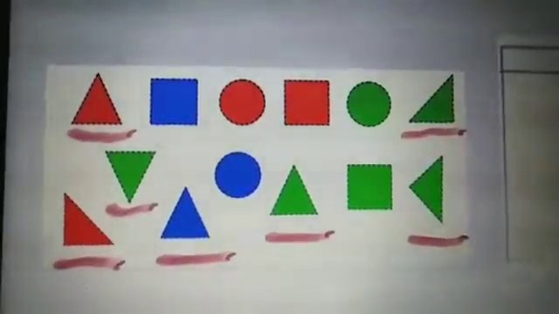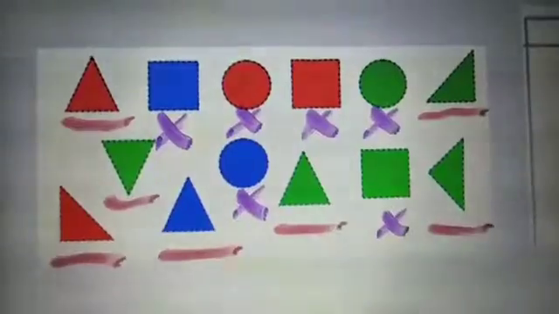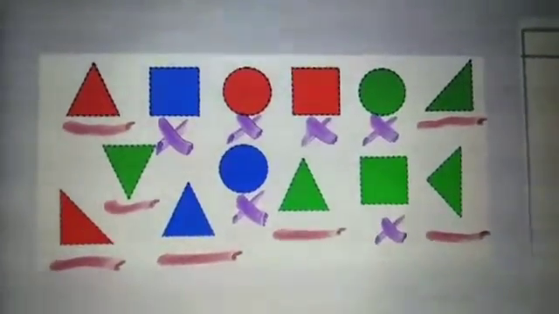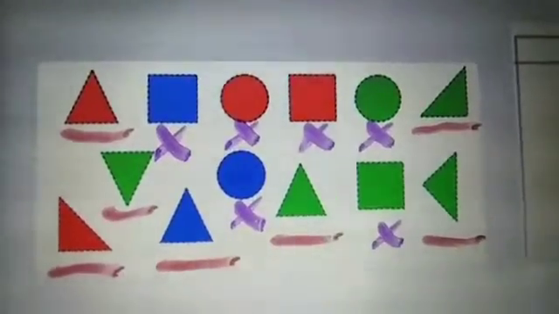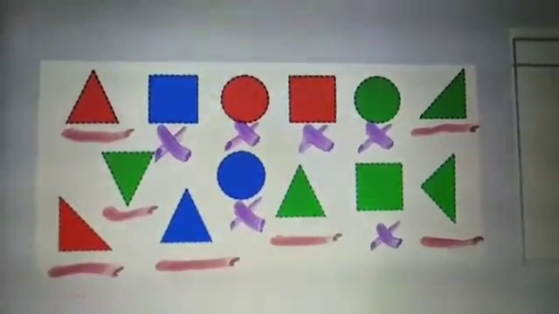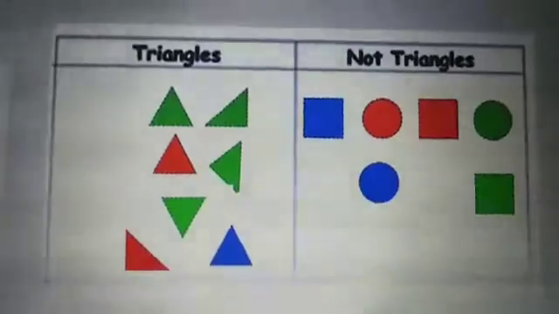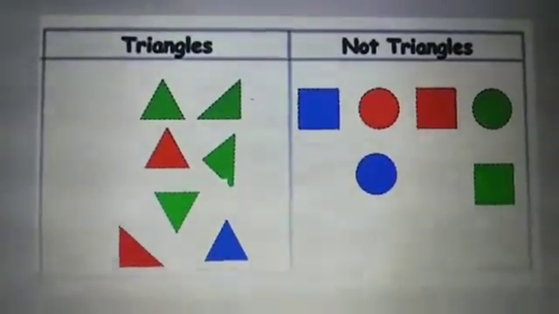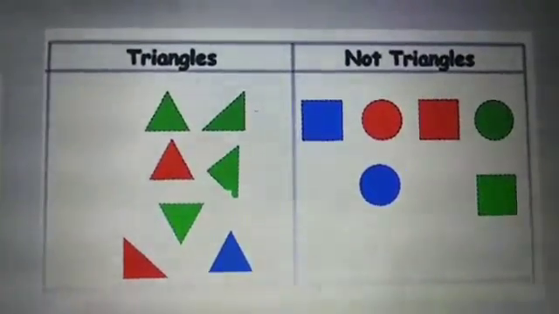Now what do we have to draw in group B? Not triangles. Excellent. All shapes that are not triangles has to be drawn in the second group. All shapes with the X mark are not triangles. As we said, the first group for triangles and the second group not triangles.